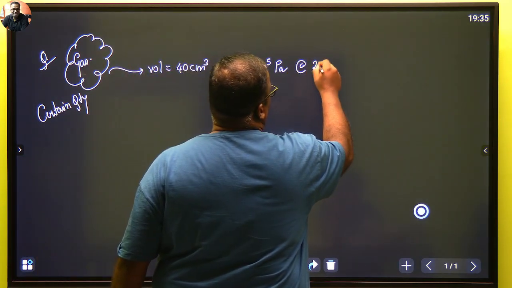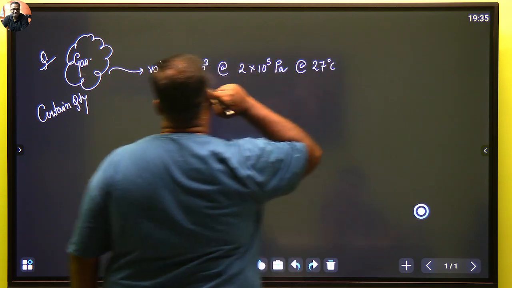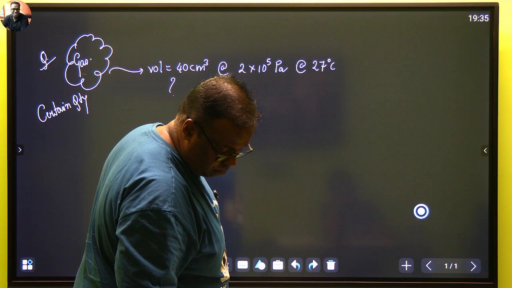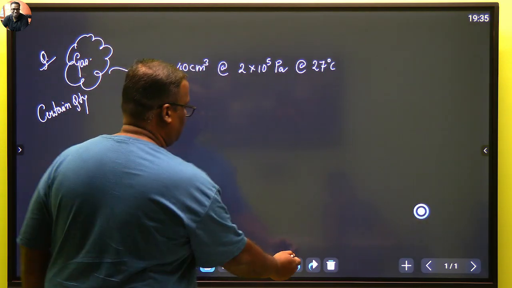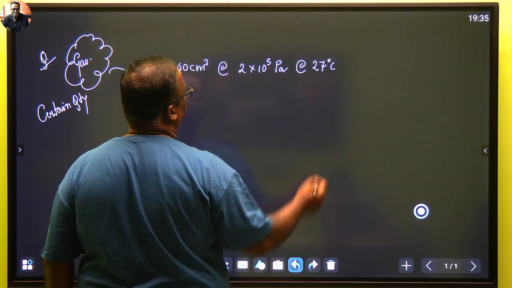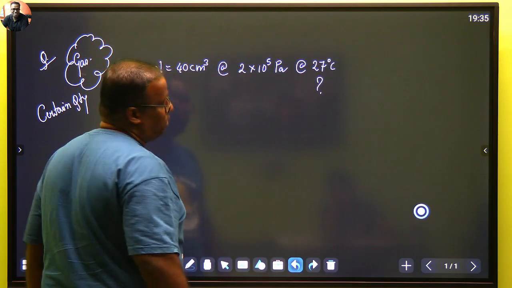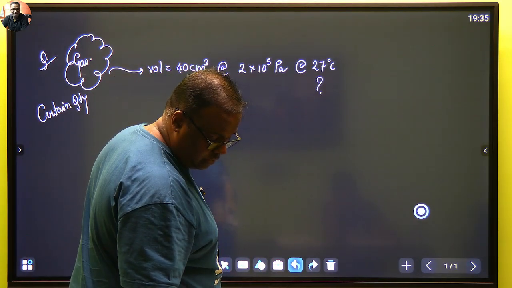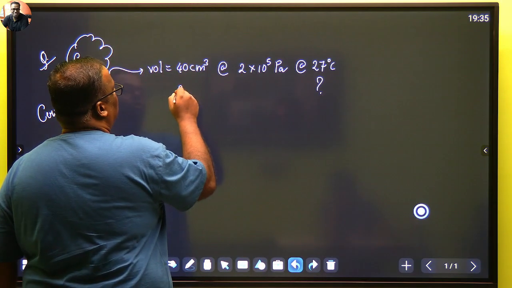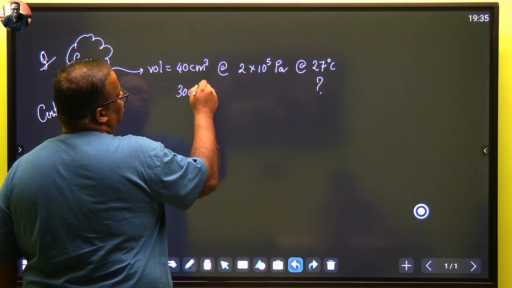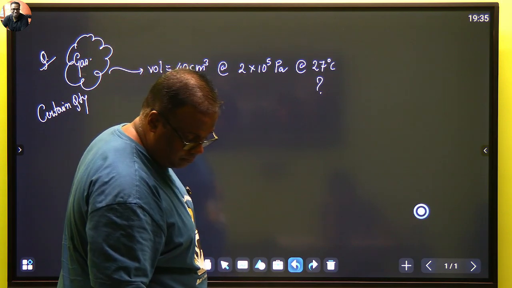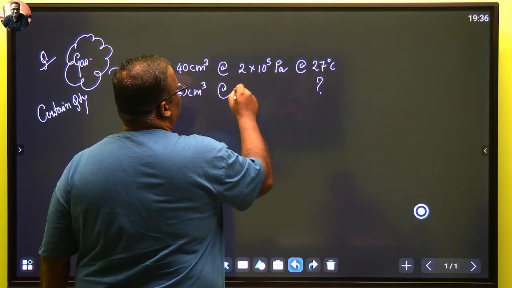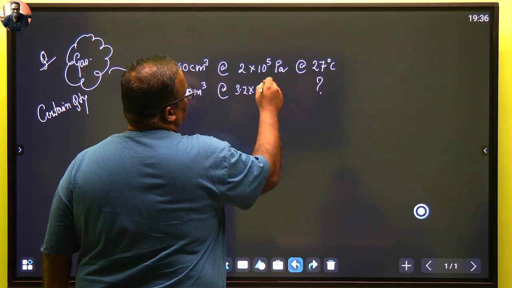At 27 degrees Celsius. You don't need to find the volume, you need to comment on the temperature. Comment on the temperature when the volume is 30 centimeter cube and the pressure is 3.2 into 10 to the power 5 Pascal.